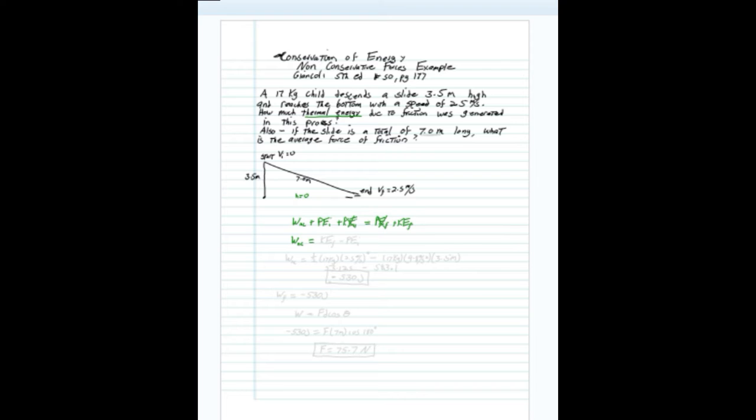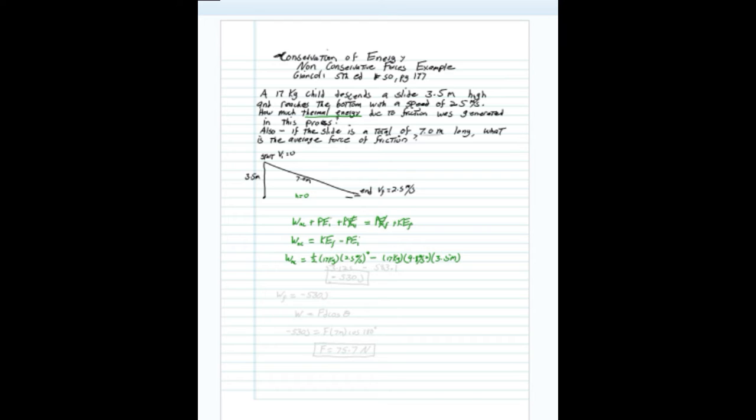I'm going to subtract PE initial from both sides. And I get KE final minus PE initial. So what I can do is do 1/2 times the mass, which is 17 kilograms, times V, which is 2.5 meters per second, squared, minus 17 kilograms times g, which is 9.8 meters per second squared, times h, which was 3.5 meters.